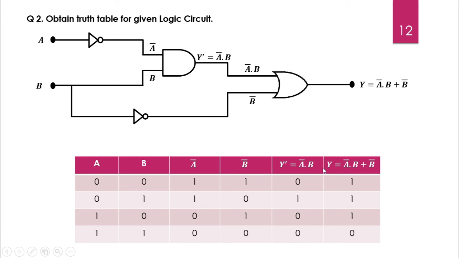Now finally the output of the OR gate is A complement B plus B complement. So we have to add this variable, that is Y prime, and this variable, that is B complement: 1 plus 0 is 1, 0 plus 1 is 1, 1 plus 0 is 1, and 0 plus 0 is 0. Finally we have the output of the given logic circuit as 1 1 1 0.